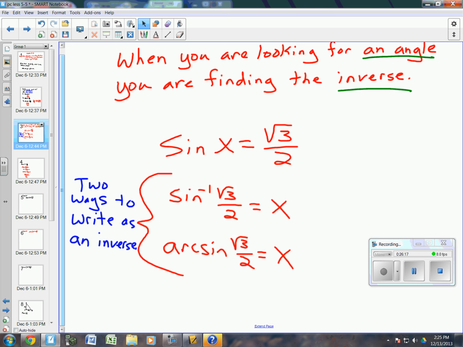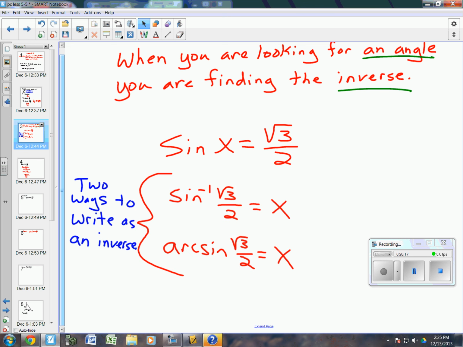Some mathematicians didn't like the negative 1 because it looked like an exponent, so they came up with this little arc sine notation. The x means it's an angle. It means what angle has a sine of square root 3 over 2? All of these are saying the same thing: it's asking for the angle whose sine is root 3 over 2. So there are two ways to write the inverses.